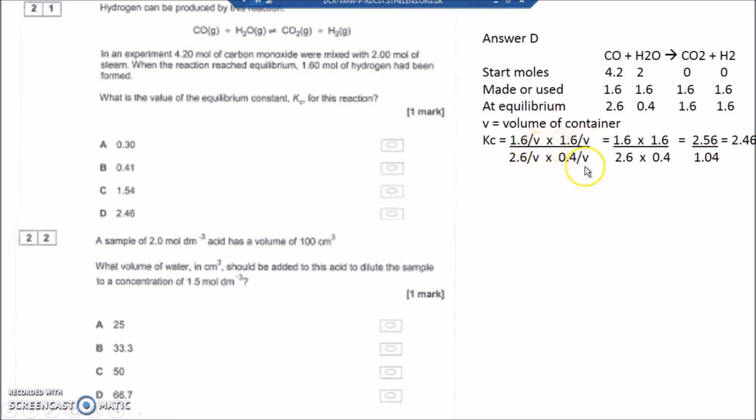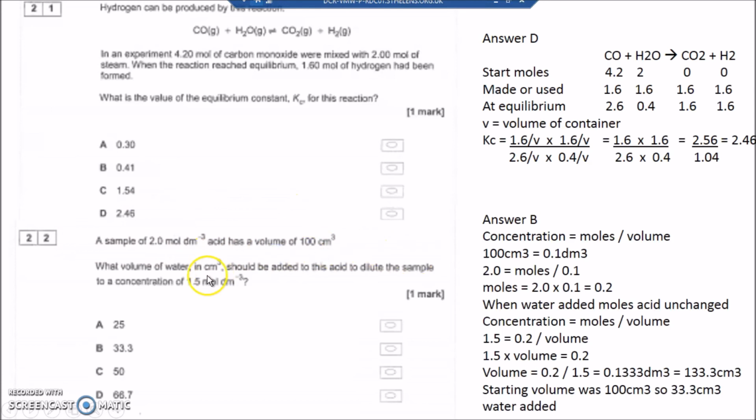So moles become concentrations for the purpose of working out Kc. 1.6 times 1.6 divided by 2.6 times 0.4. I'd work those out individually. If you're doing it on a calculator, work that out and then work that out, and you'll find out it's 2.56 divided by 1.04. 2.46 is your answer. The answer is D. Let's have a look at 22 then.